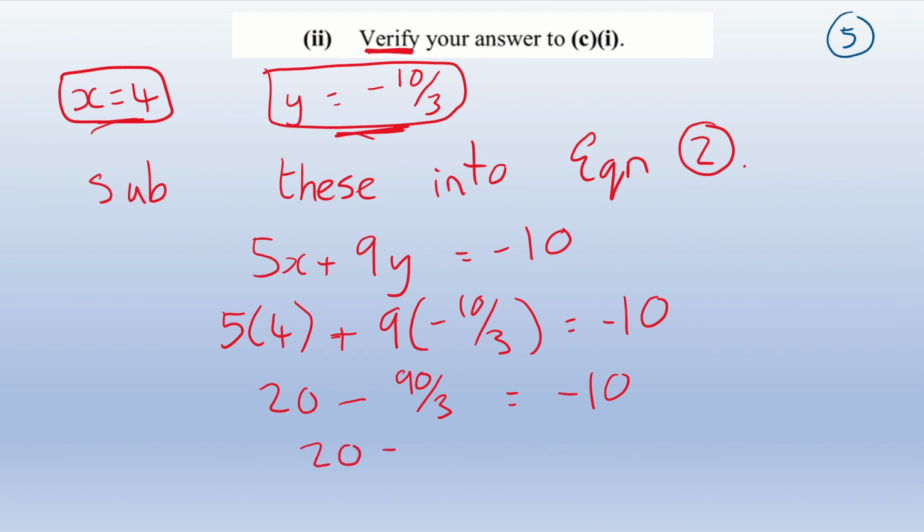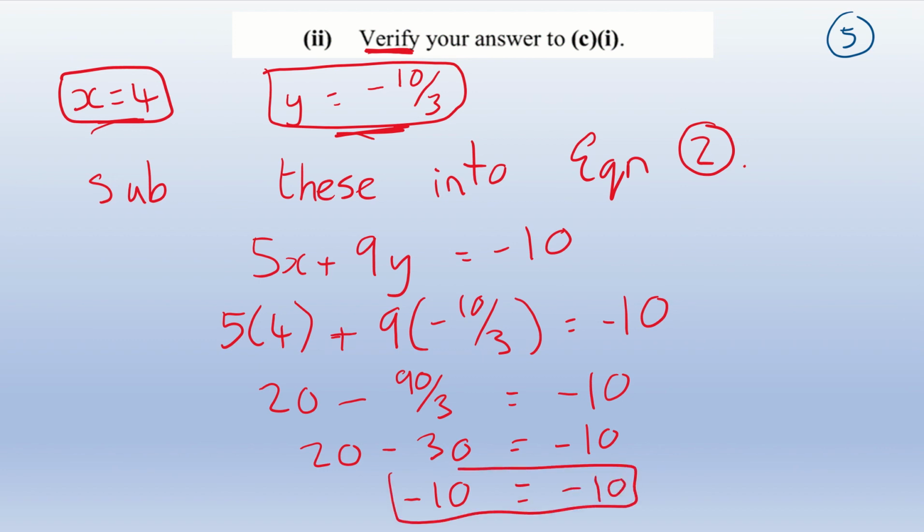20 minus, well, 90 over 3, that's the same thing as 90 divided by 3, which is 30, is equal to minus 10. 20 minus 30 is minus 10. Minus 10 is equal to minus 10. I can't go any further, and if you compare the left-hand side to the right-hand side, I have minus 10 is equal to minus 10. Of course, that statement is correct, so that is your question verified.